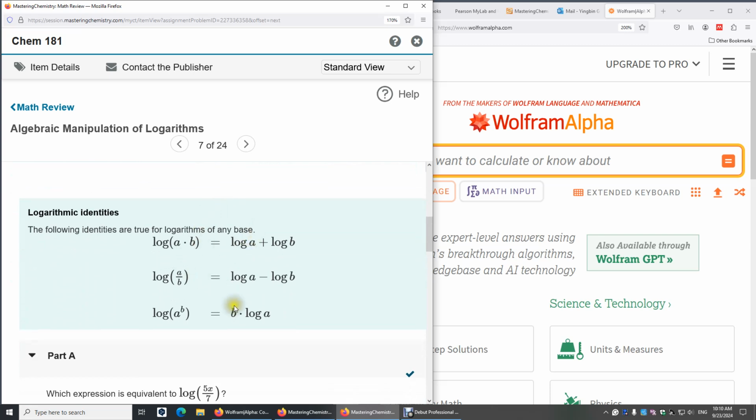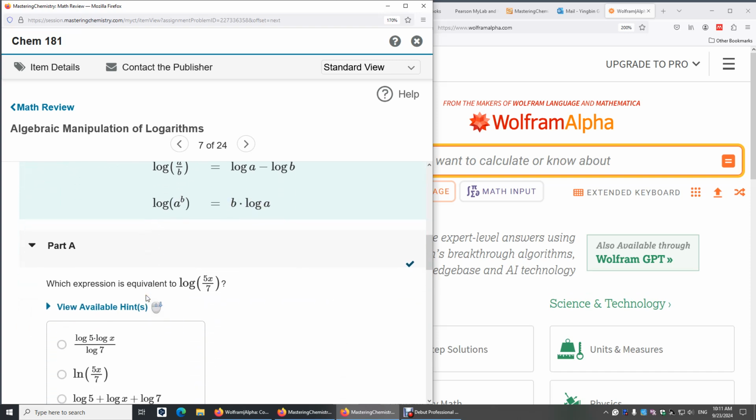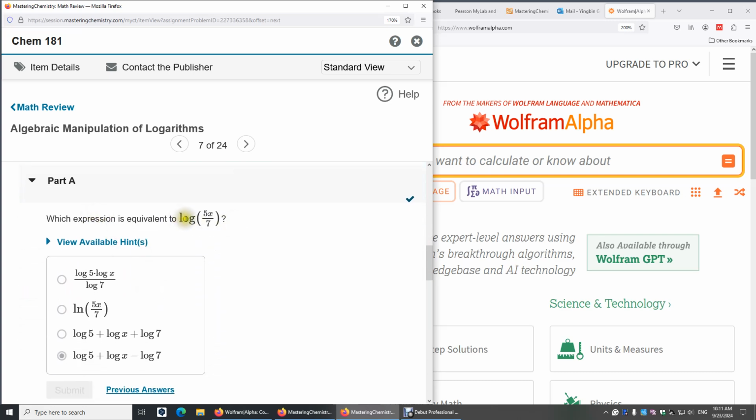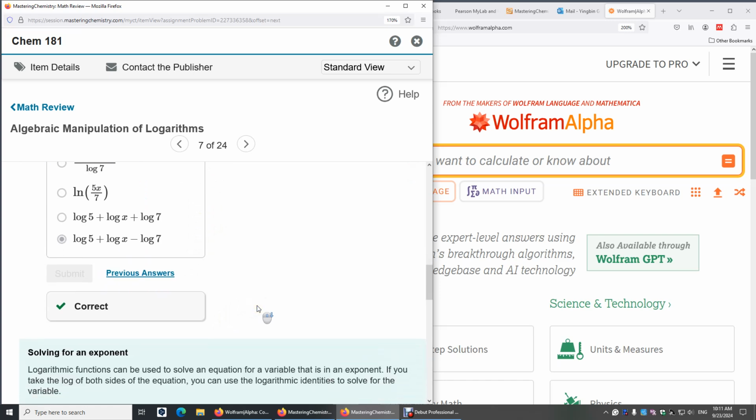Now let's look at some equations. The logarithm of the product of a and b is the sum of log a plus log b. The logarithm of a divided by b is log a minus log b. The logarithm of a to the power of b is b times the logarithm of a. Now let's tackle part A, the logarithm of 5x divided by 7. We're going to have the logarithm of 5 plus the logarithm of x minus the logarithm of 7. So right here, this is the correct answer.